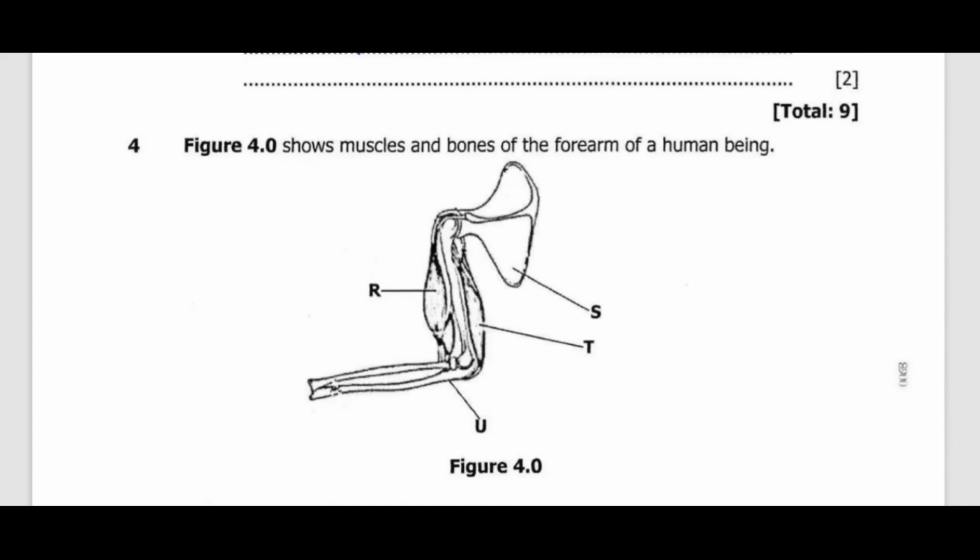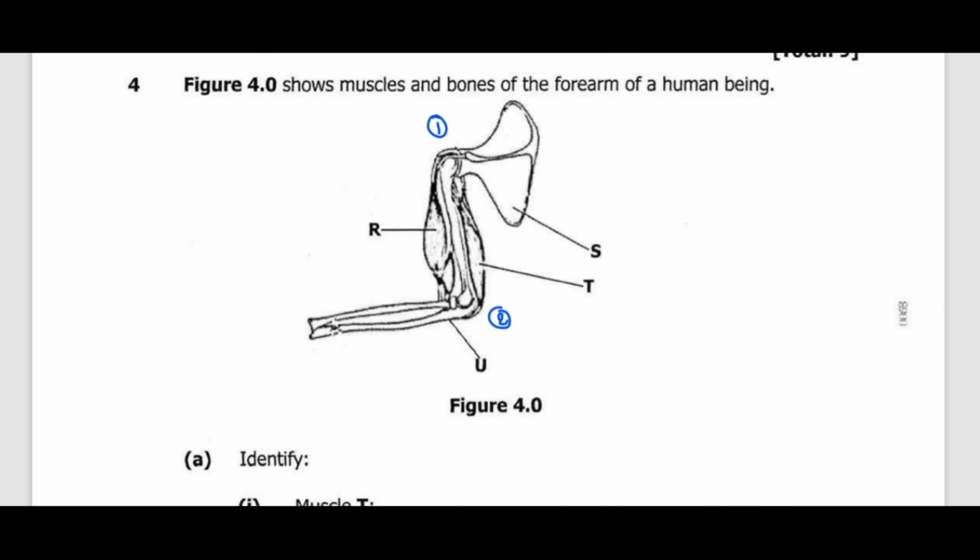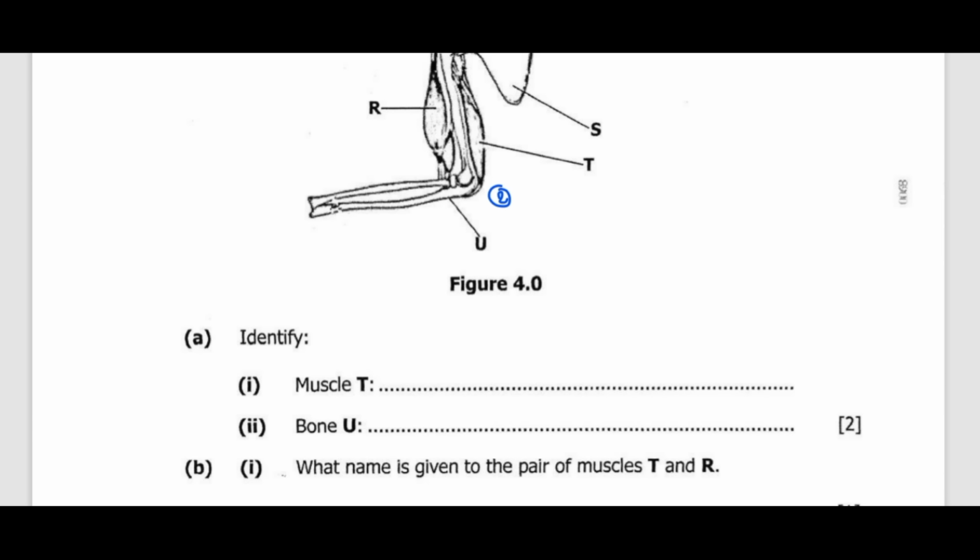Okay, now let's move on to question 4. Figure 4.1 shows muscles and bones of the forearm of a human being. So we have muscle R, muscle T, then we have this bone S and bone U, and also we have two joints. There is this joint here, there is also another joint here. Now let's look at the question. So the question is identify muscle T. So the muscle behind the arm, the forearm, the muscle T, this is tricep.